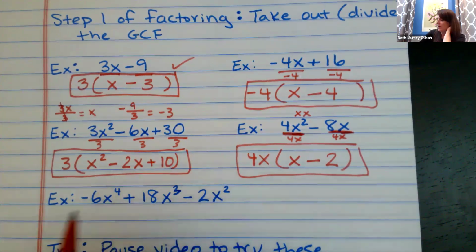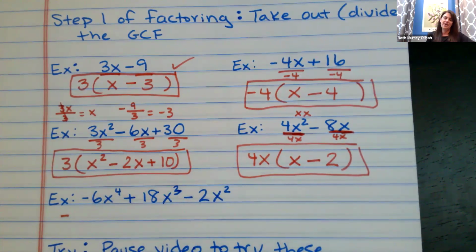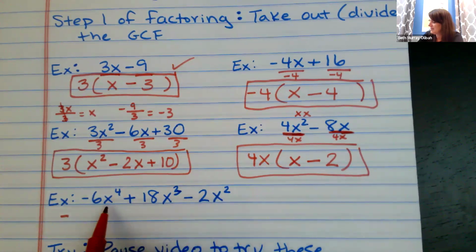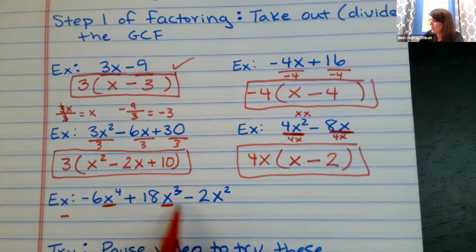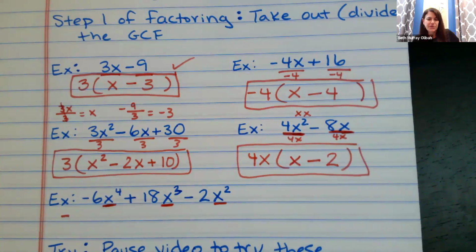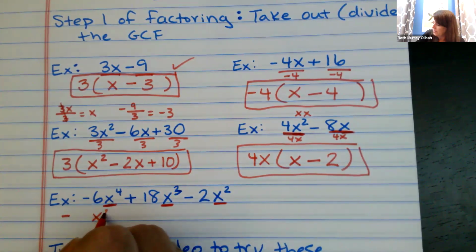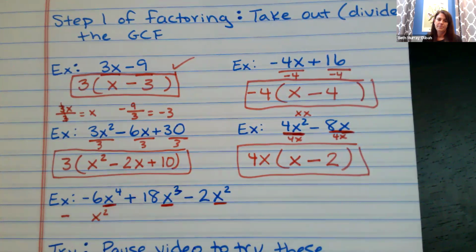This time there's a negative out front. So like I said, I would recommend taking that negative out. So just be careful because that means you're dividing by a negative. So the signs should change. As far as the x's, we have 4, 3, and then 2. So all of the terms do have an x. In fact, all of the terms have 2 x's. So I'm going to be taking out x squared.